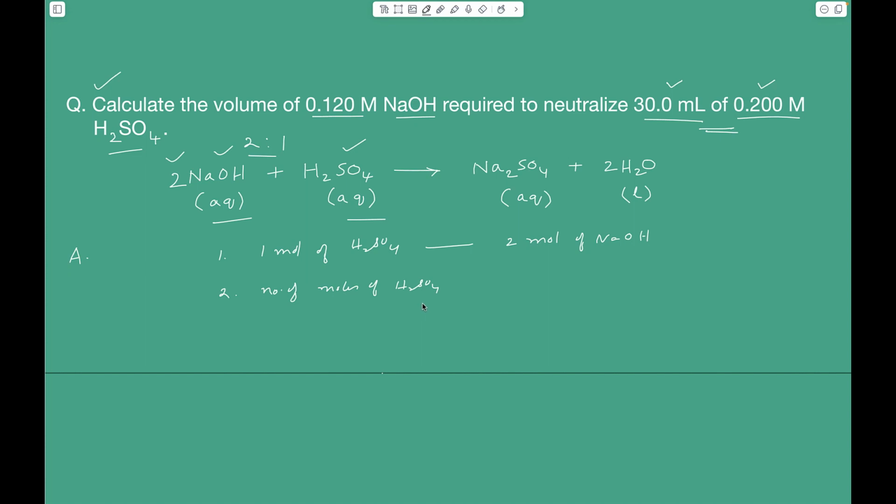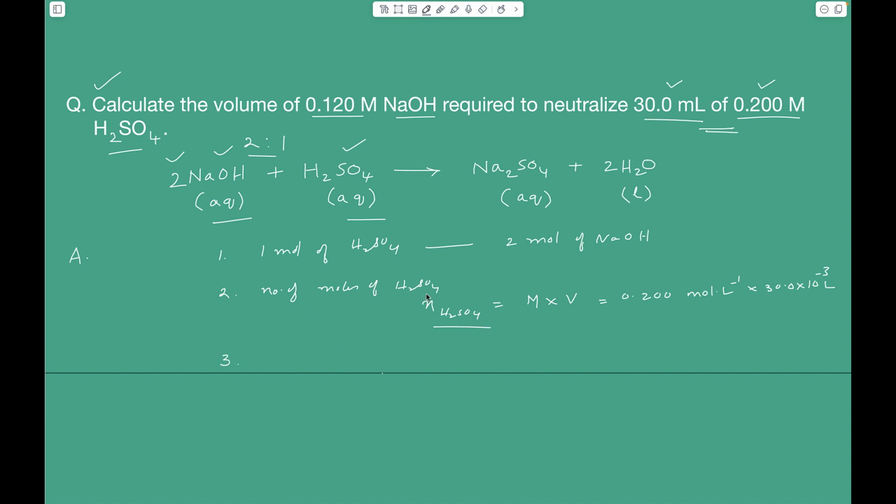How do you get it? The number of moles of sulfuric acid is equal to the product of the molarity of the solution and the volume of the solution in liters. Molarity is 0.200 mole per liter, multiplied with volume in liters, which is 30.0 times 10 to the power of minus 3 liters. This is the number of moles of sulfuric acid present in the solution of sulfuric acid taken.